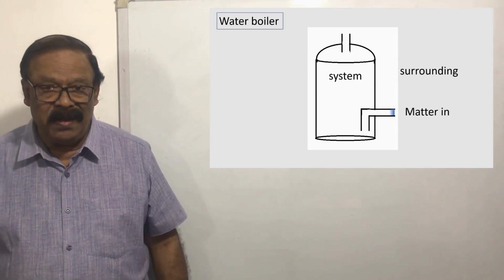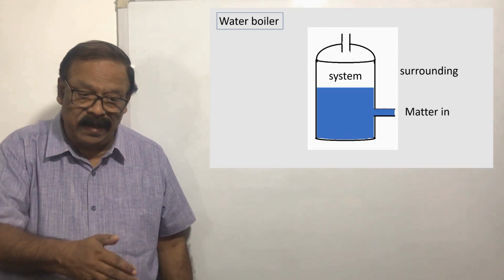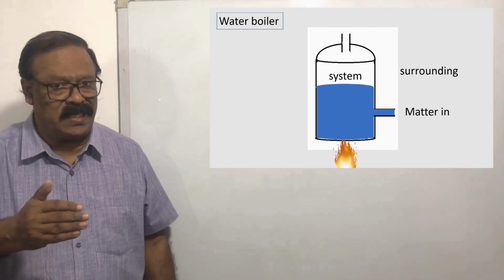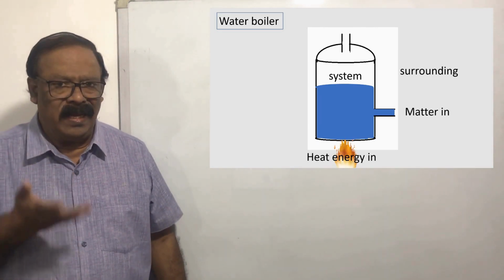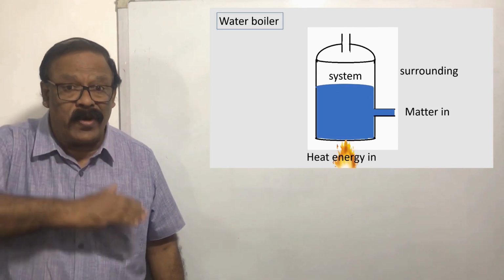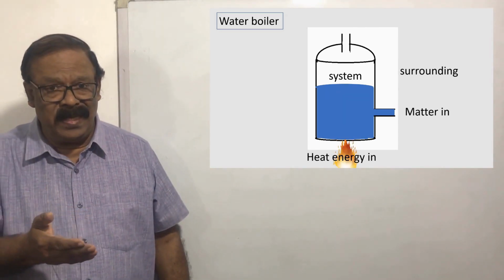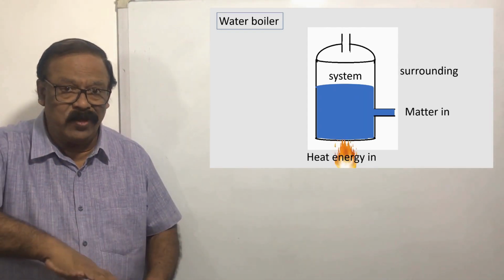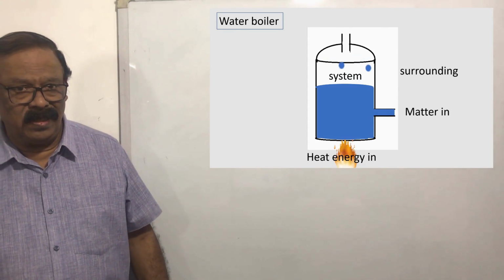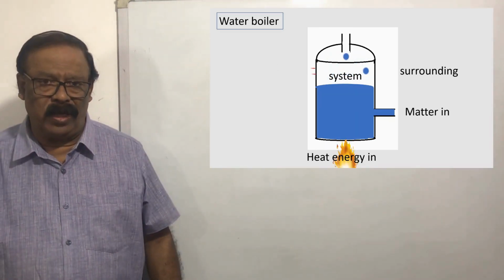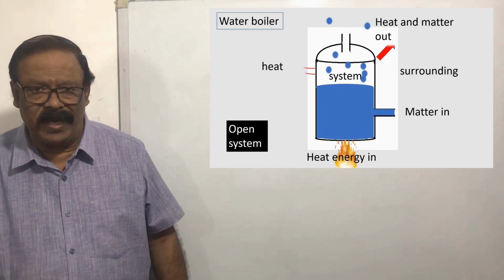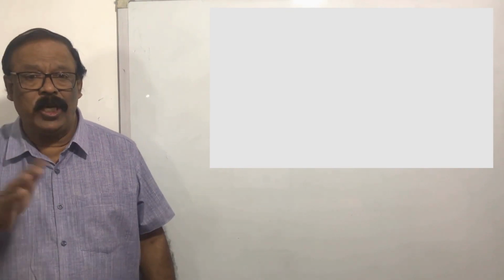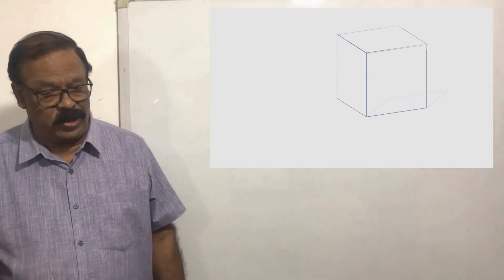From the surrounding, water can flow inside the boiler. So water inside the boiler constitutes the system. Now we can heat the boiler. Heat energy will enter from the surrounding to the system. The temperature of water will go on increasing. Finally it will boil and water vapors will be escaping out. Heat also can go out along with the water vapors. Heat also can be transferred, and this is an example of an open system. There can be exchange of matter as well as energy.